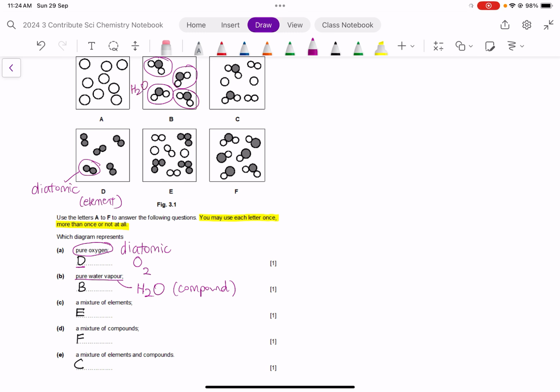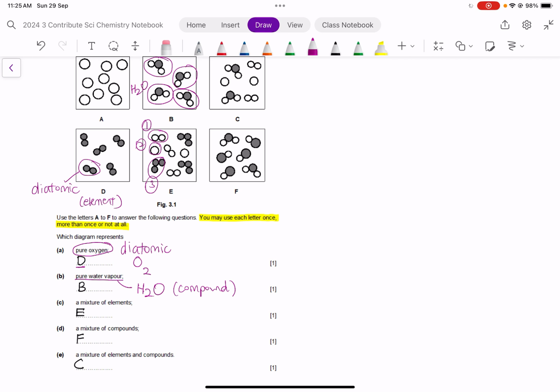Next, we move to E. Okay, a mixture of elements is E. You can see that E is a mixture of elements. Okay, there's 1 element, 2nd element, 3rd element. So E is actually a mixture of 3 different elements.